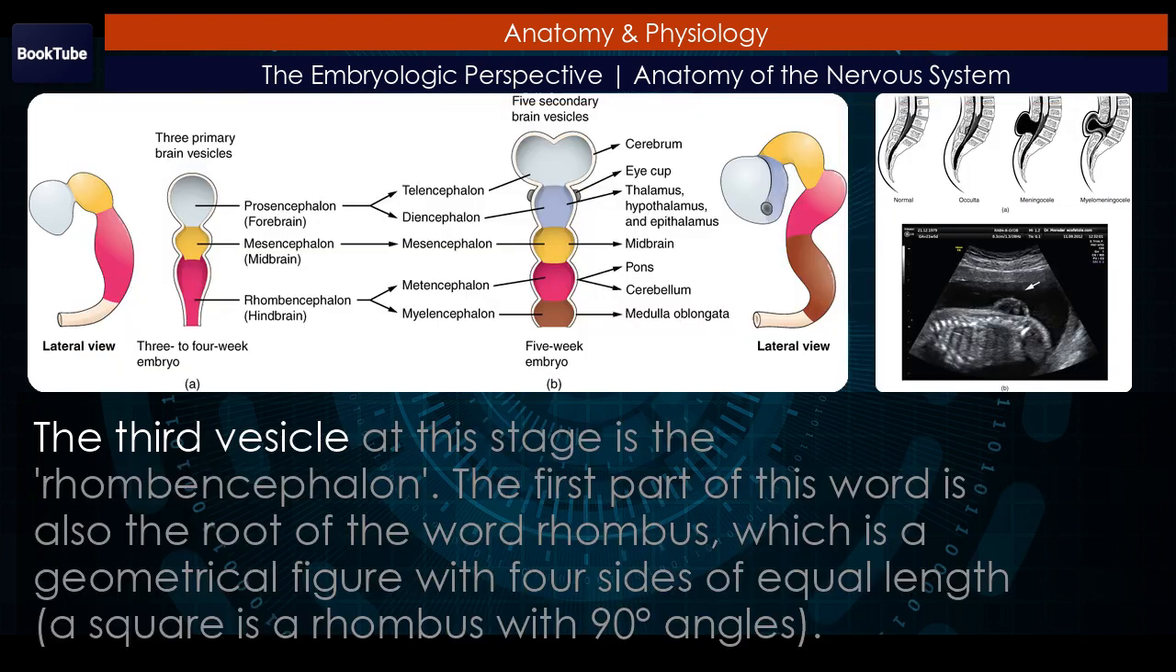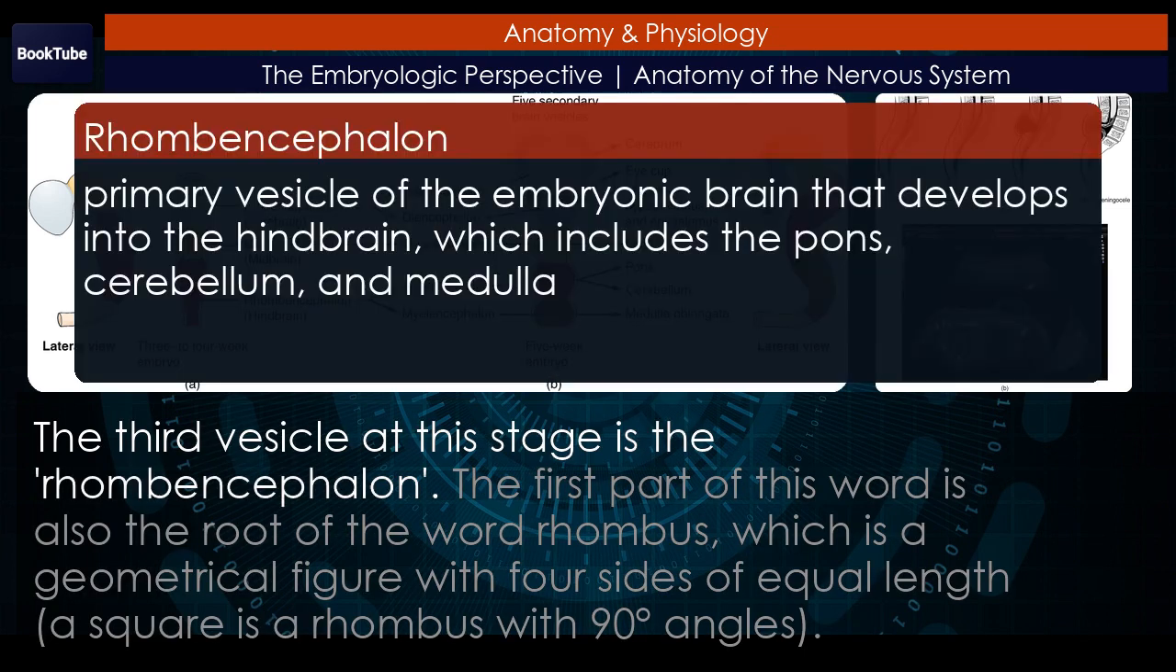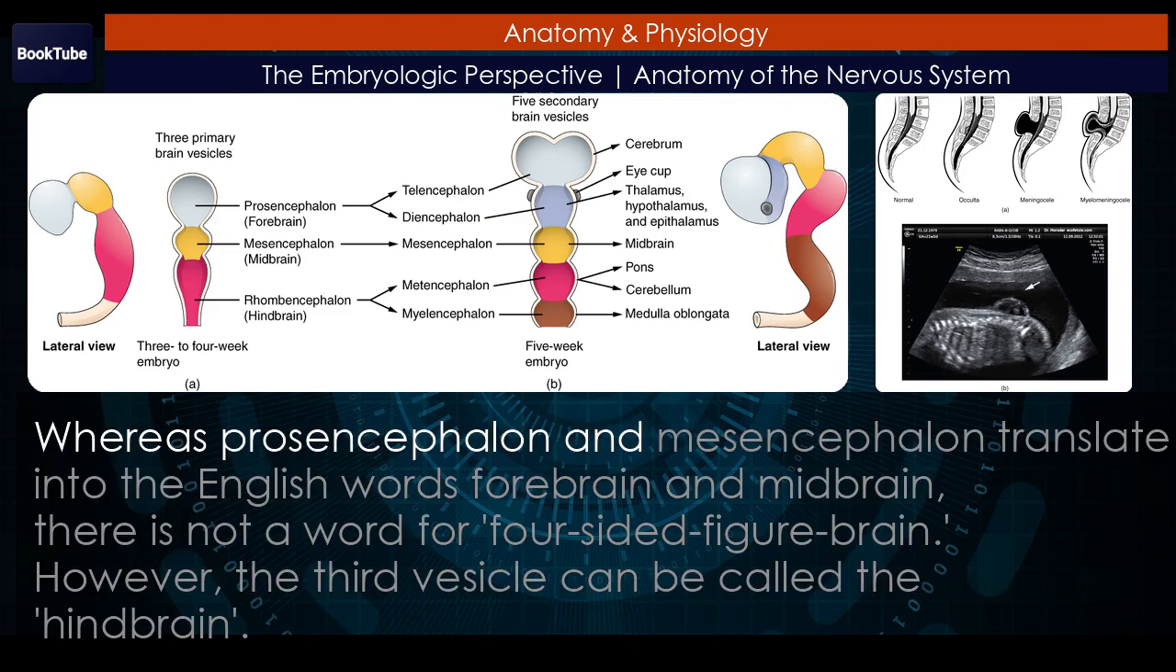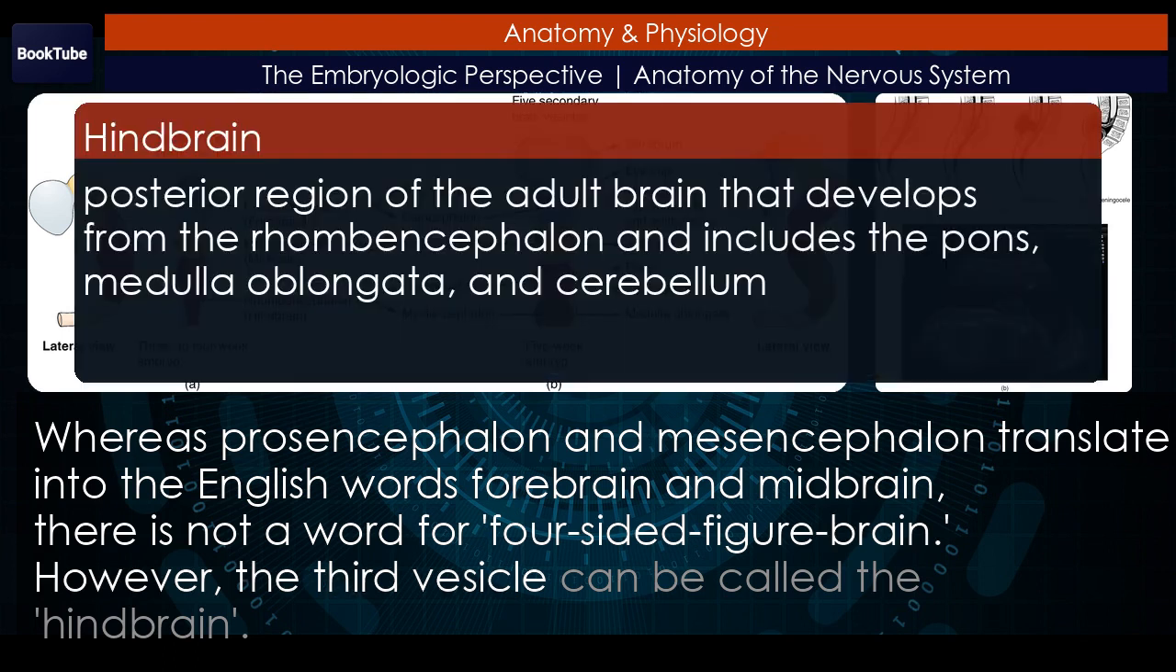The third vesicle at this stage is the rhombencephalon. The first part of this word is also the root of the word rhombus, which is a geometrical figure with four sides of equal length. A square is a rhombus with 90 degree angles, whereas prosencephalon and mesencephalon translate into the English words forebrain and midbrain. There is not a word for four-sided figure brain. However, the third vesicle can be called the hindbrain.